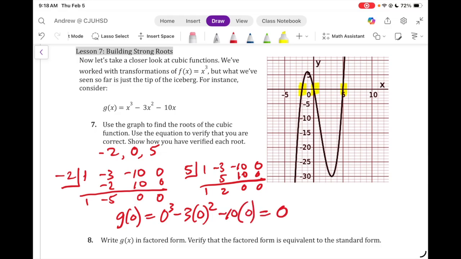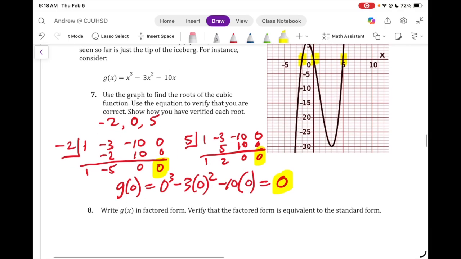So all three numbers, remember, the remainder under synthetic division, or the remainder when you have one of these simple factors, the remainder is the function value. So they are all zeros. They are all roots.